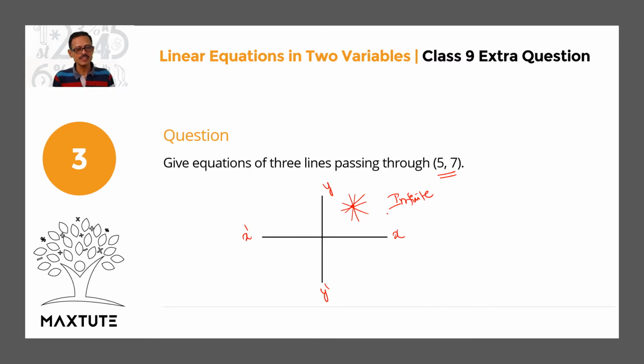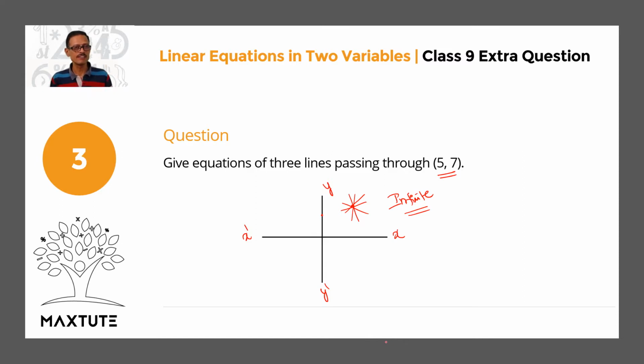Not just 5, 7. It could be a minus 5, 7. It could be a minus 5, minus 7. It could be a 5, minus 7. It could be a point on any quadrant. It could be a point lying on the axis. It could be a point which is 0, 5. It could be a point which is 5, 0. Doesn't matter. A point on the xy plane. Infinite lines will pass through it. Good. One point established. So we definitely have three lines passing through this point.